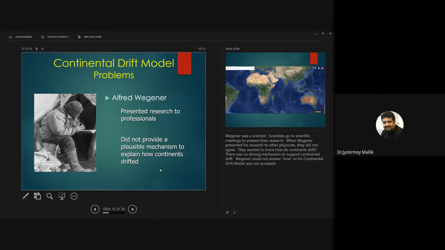Scientists go to scientific meetings to present their research. When Wegener presented his research to other physicists, they did not agree. Like any new theory, people do not really agree. They wanted to know, how do continents drift? There was no driving mechanism to support continental drift, and Wegener could not answer how. So his continental drift model was not accepted at this point in time. But later on, of course, with the advancement in science, the continental drift model is the fundamental stone of plate tectonics.